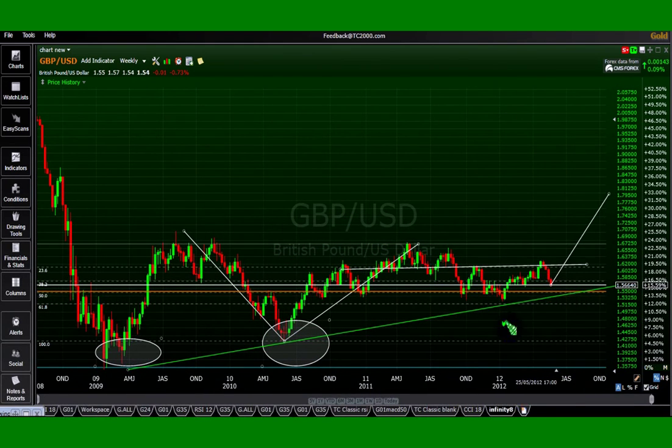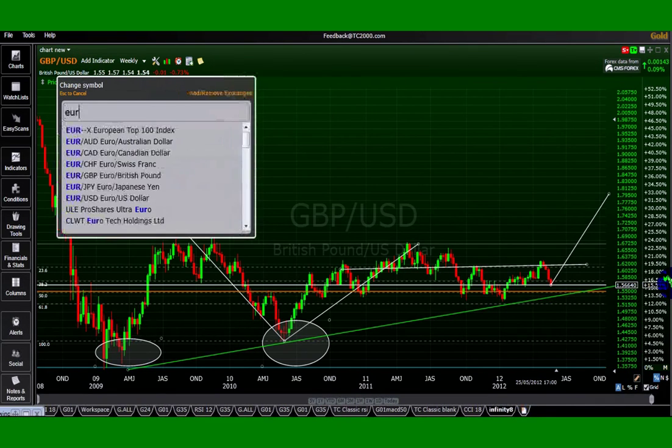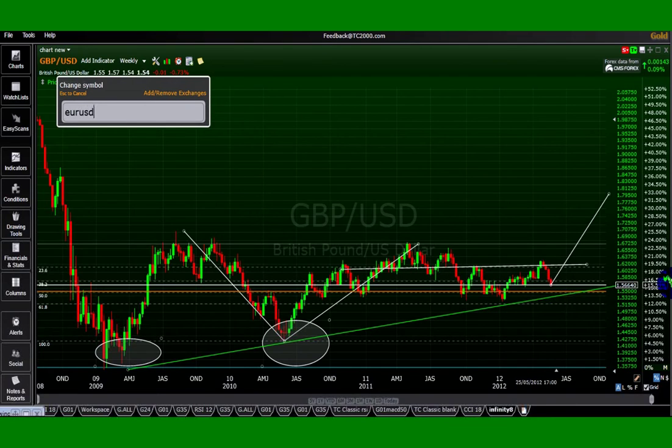You see here, this is on the weekly chart. The same thing, the V. So this is about the pound dollar. Next candidate, the Euro USD currency pair.